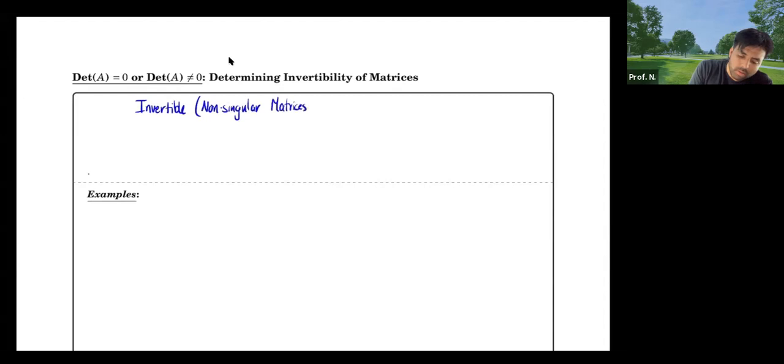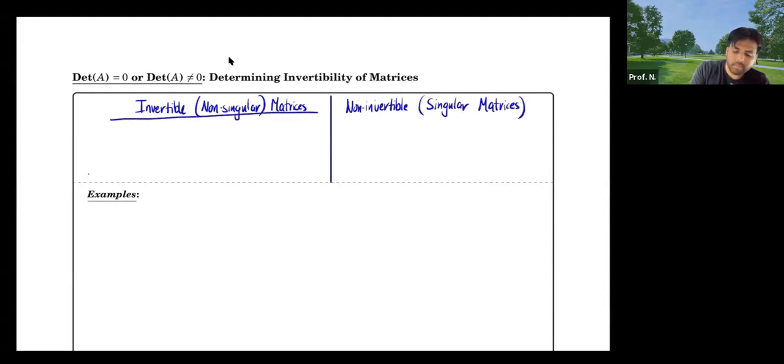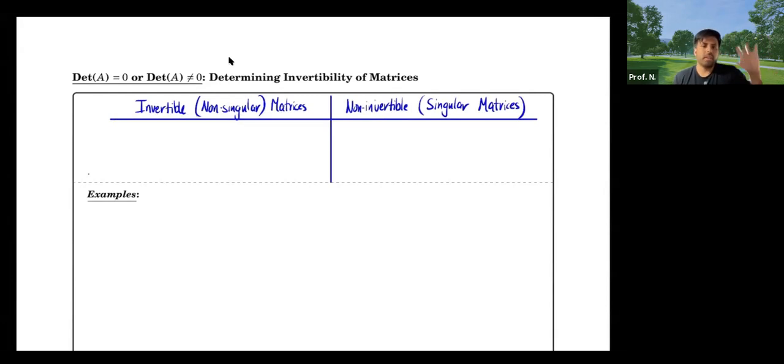Versus non-invertible, which are called singular matrices. So again, very simple, right? Invertible matrices, the inverse exists. Non-invertible matrices, singular, and the inverse doesn't exist. Now, how is that related? How are these two separate categories of matrices related with determinants? Which one is which?